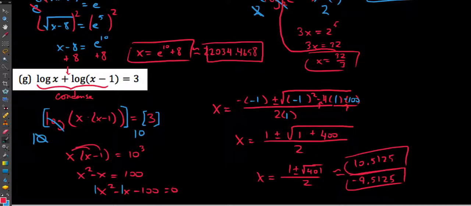But I noticed that if I were to put in -9.5125 back in for x right here, what's inside my log would be negative. Even if I put it right here, it would be negative. And so this negative answer is actually extraneous.